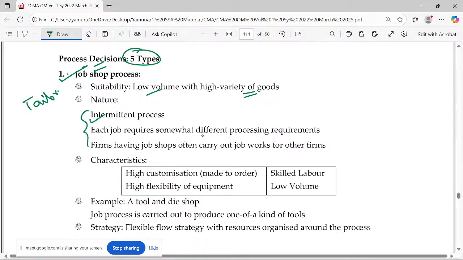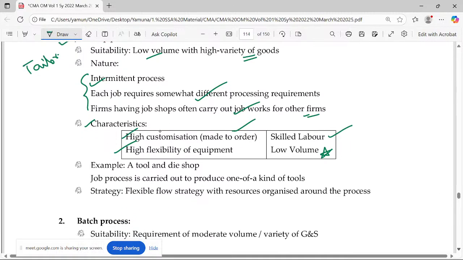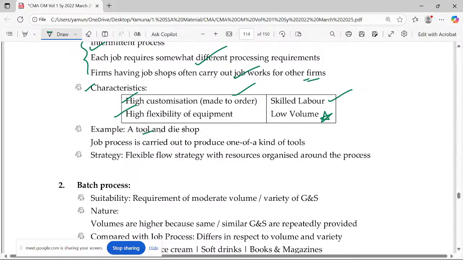Probably each job will have somewhat different processing requirements. And the job shops will often be carrying on job work for other firms also. When we say job shop, actually it's not doing it for itself, it's doing it for other firms. Characteristics: high customization, which means you can make to order, high flexibility of equipment, skilled labor will be there, but low volume. Please highlight. Low volume. Example, tool and die shop.